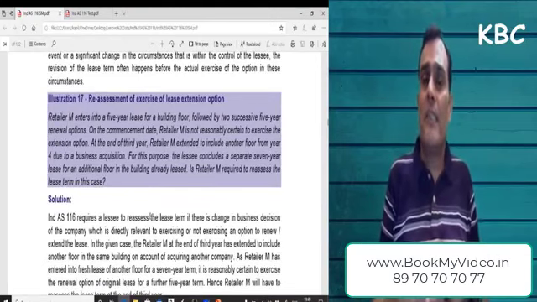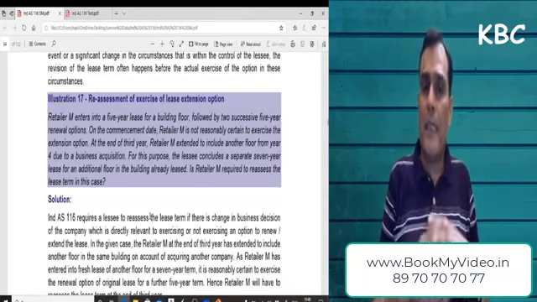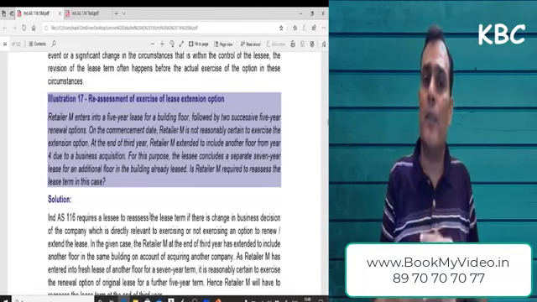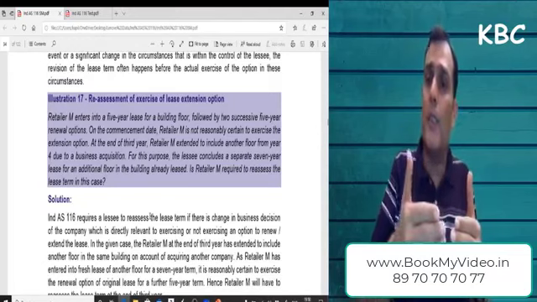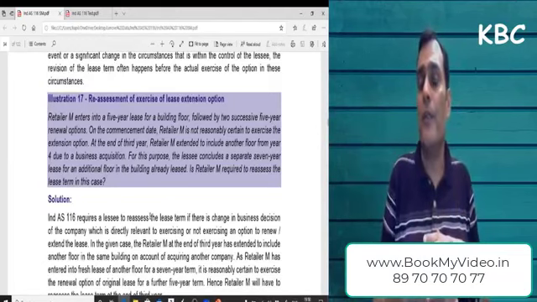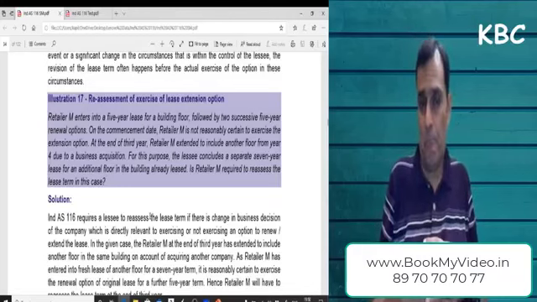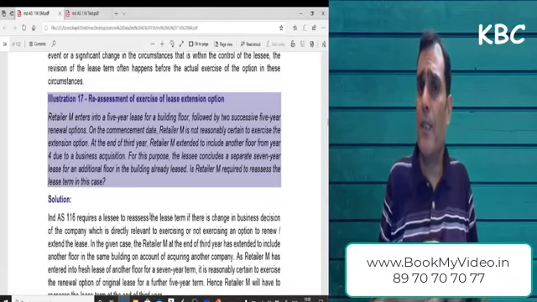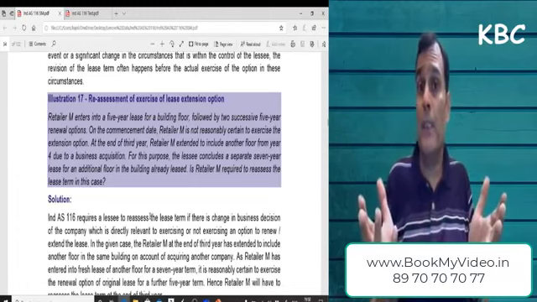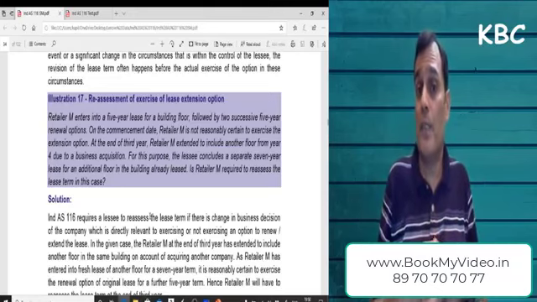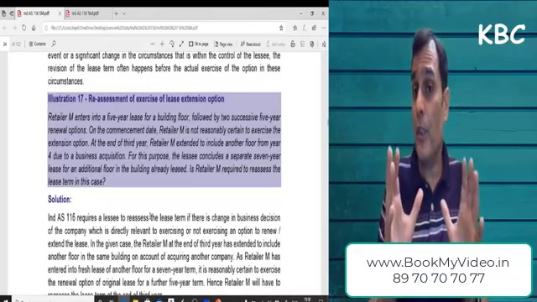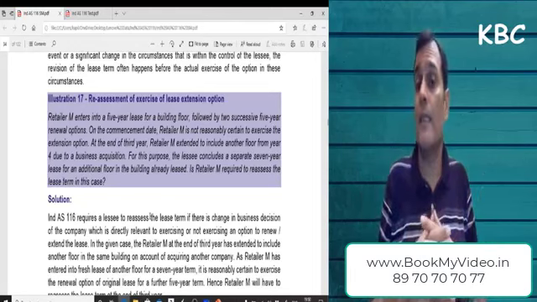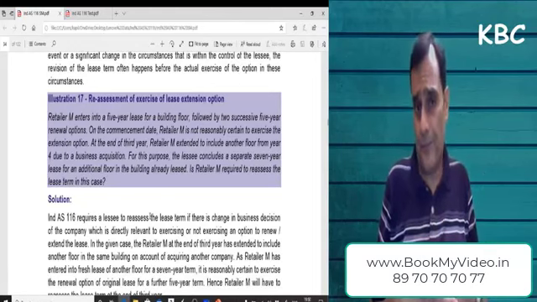In illustration number 17, I am given that retailer M enters into a 5-year lease for a building, followed by 2 successive 5-year renewal options to extend. So I can say the 5-year lease is the non-cancelable period and there are 2 successive renewable options. It depends whether the option to extend is reasonably certain or not. It says on the commencement date, retailer M is not reasonably certain to exercise the extension. So we took the lease term to be 5.